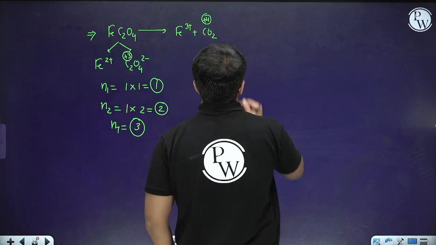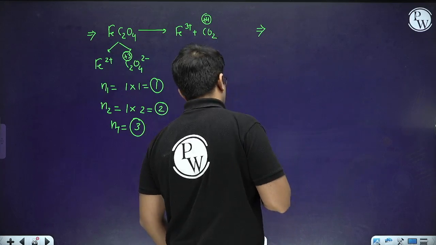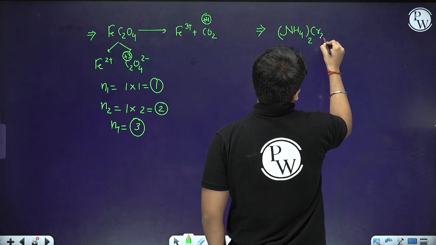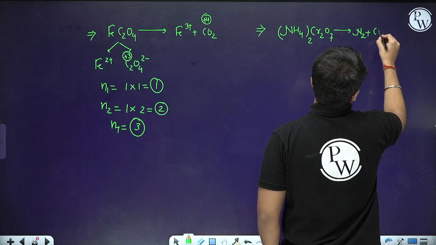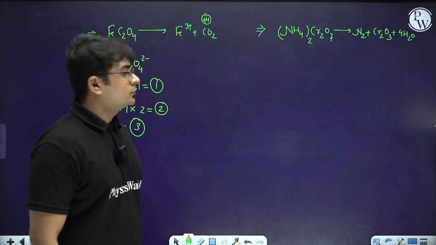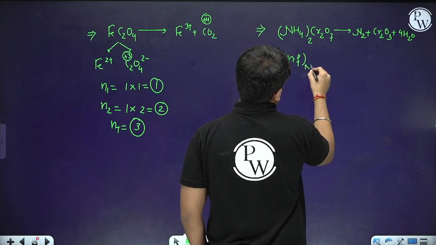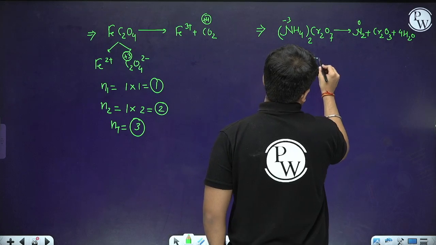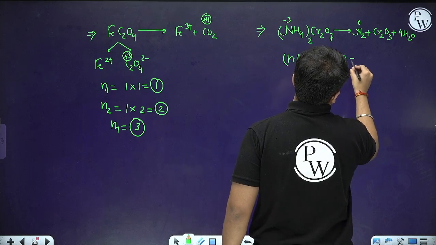There might be a chance that one species is oxidizing, another species is reducing. Let's say NH4 twice Cr2O7 is converting into N2 plus Cr2O3 plus 4H2O. That is the reaction. One species is oxidizing, another is reducing. You can calculate the N factor for nitrogen, because nitrogen is present in -3 and it is converting into 0. So -3 to 0, a change of 3 and 2 atoms of nitrogen are there, so that will be 6.